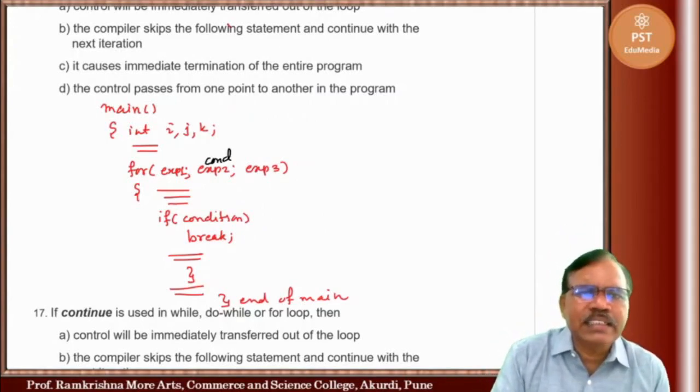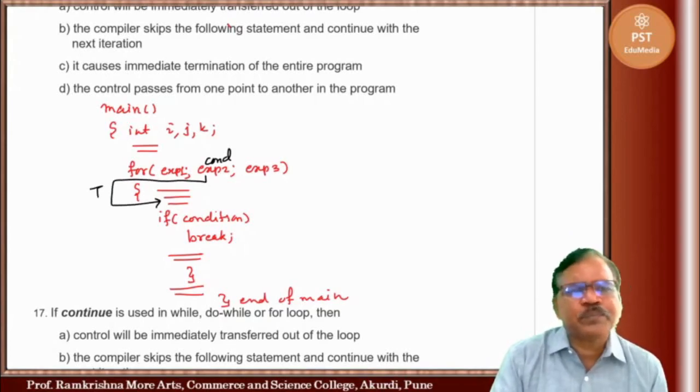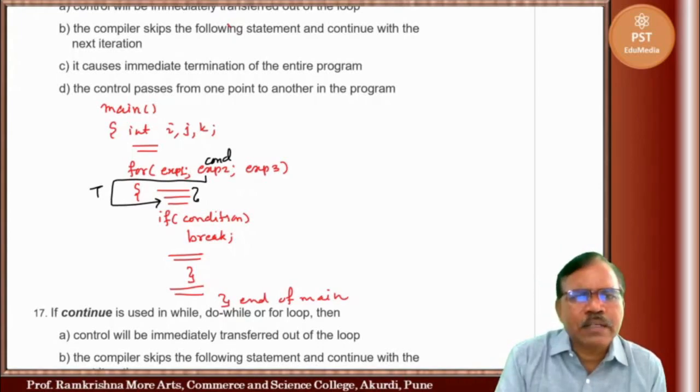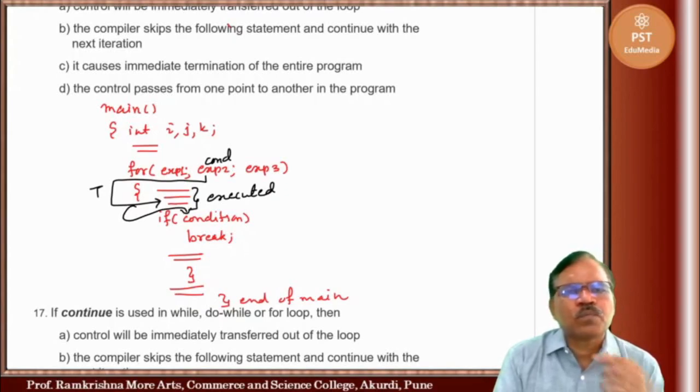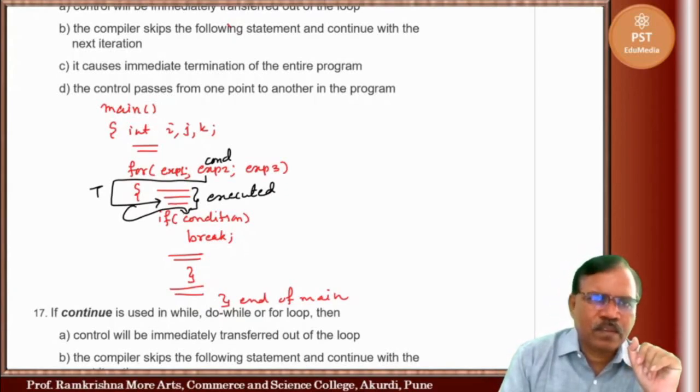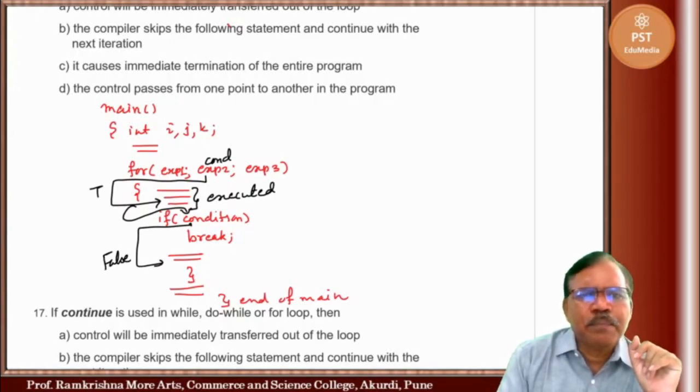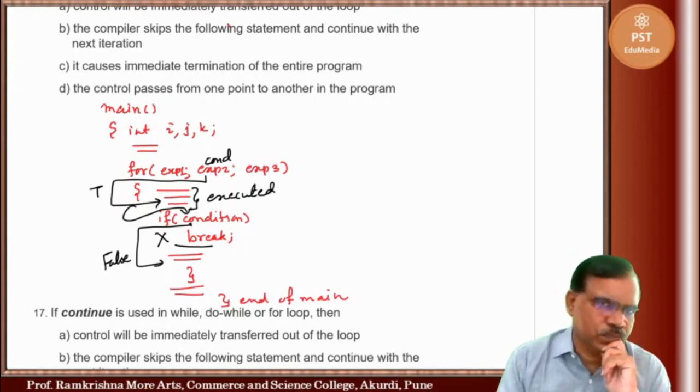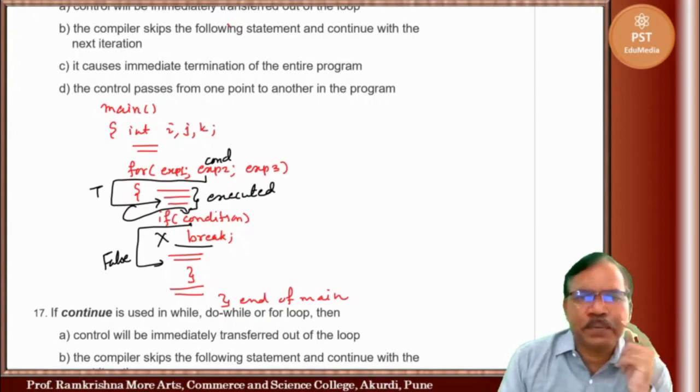So what happens here, when condition is true, it will enter in the loop. All these statements are executed. Then control goes to condition. If condition is false, break is not executed. As long as condition is false, break is not executed. Break is in if condition, under if statement.